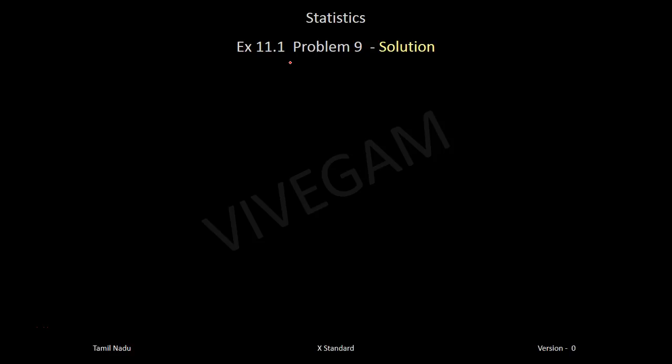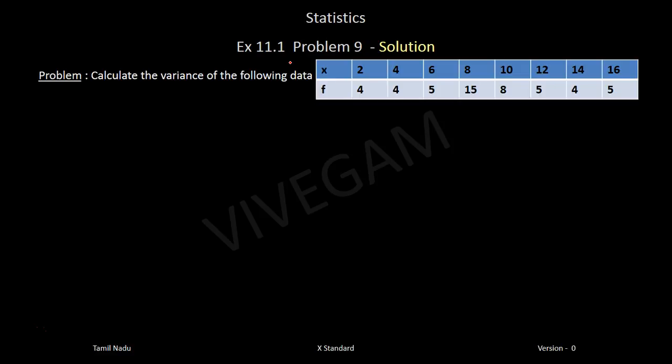Exercise 11.1 Problem 9 Solution. Calculate the variance of the following data. The data x is given and the frequency is given. So 2 occurs 4 times, 4 occurs 4 times, 6 occurs 5 times, and so on.